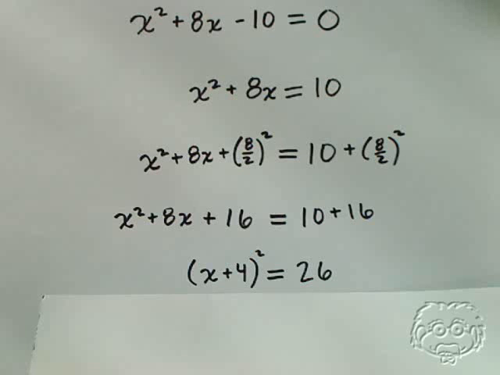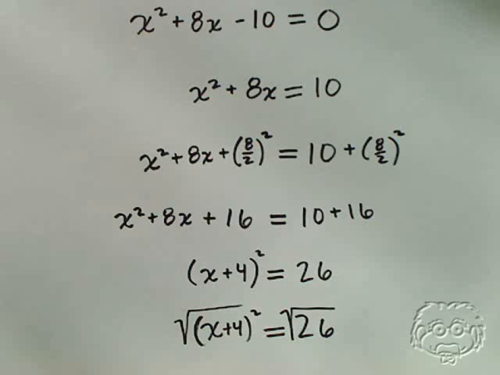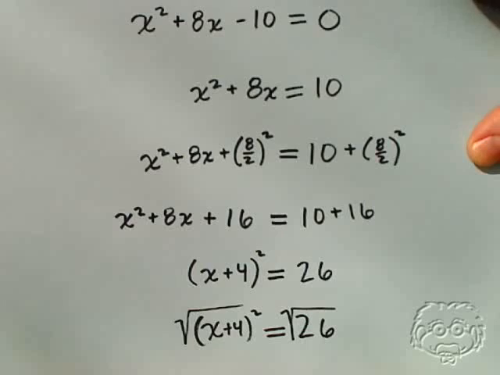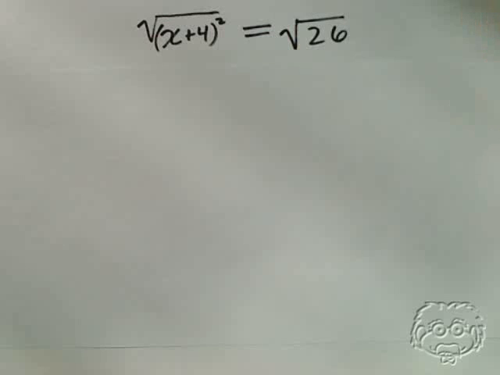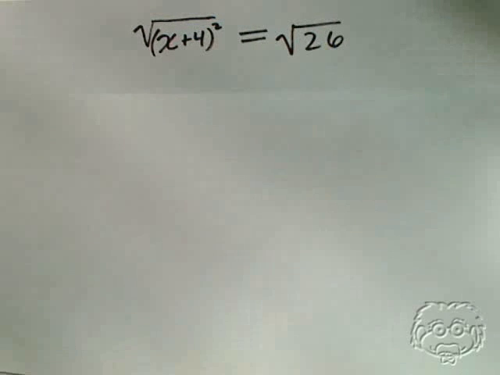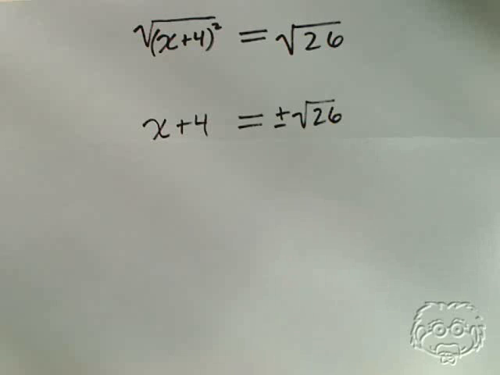And from this point on, what we need to do is take the square root of both sides of the equation. And we can rewrite the equation. The square root of x plus 4 squared equals the square root of 26. The square root of x plus 4 squared is just x plus 4. And when we're talking about the square root of 26, we have to consider both the positive and the negative root. So we're going to rewrite the equation as x plus 4 equals plus or minus square root of 26.